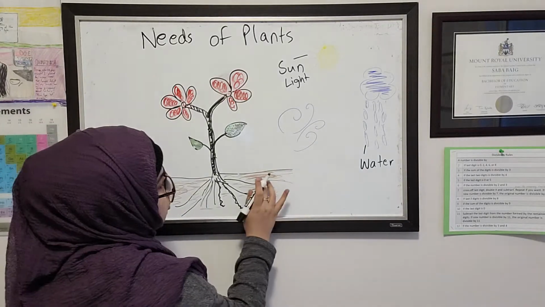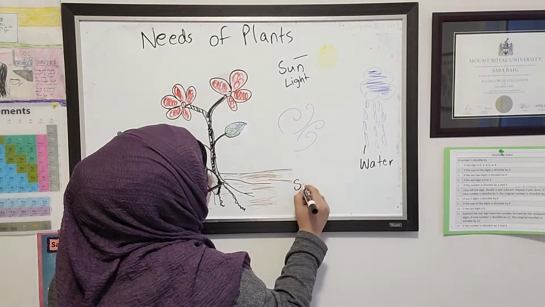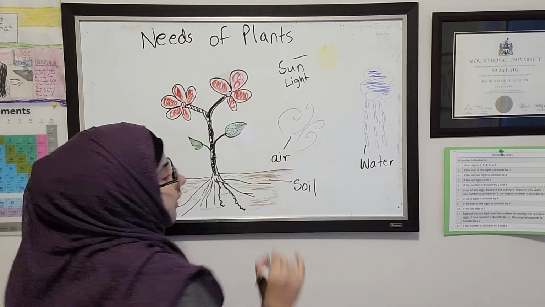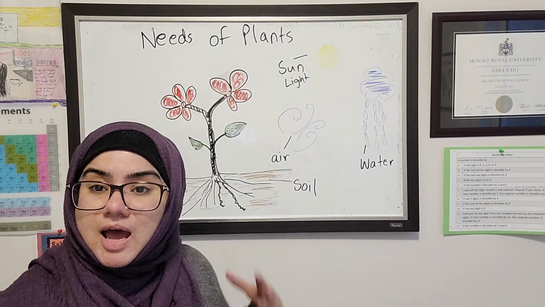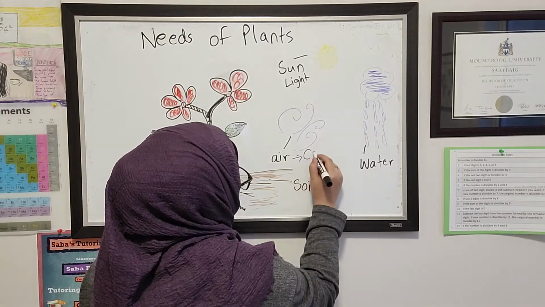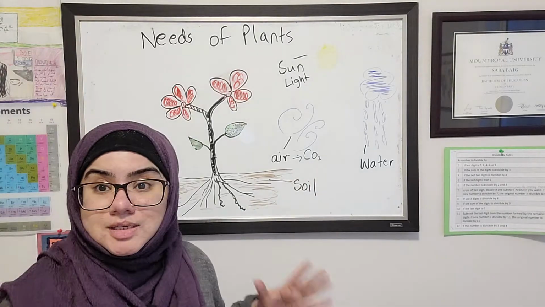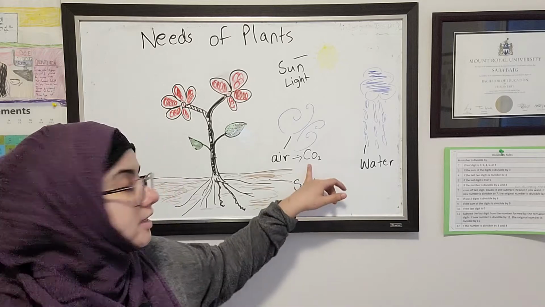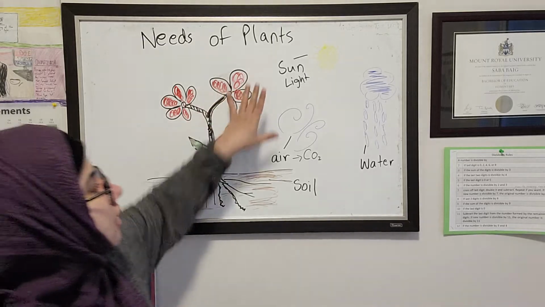They need soil. Do you see the brown part over here, the dirt? That's called the soil. And then they need air. Like we need oxygen to survive, plants need CO2, that is called carbon dioxide. It's a big word, hopefully you can remember. It is written like CO2. CO2 is the air plants need to survive. If they don't get CO2, they will die. So these are the four needs of plants.